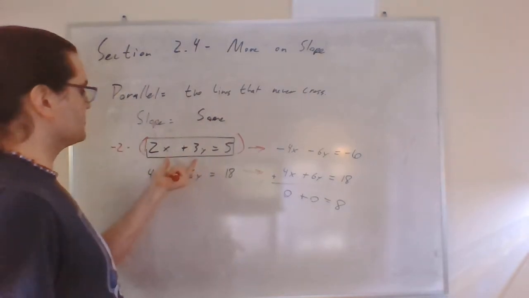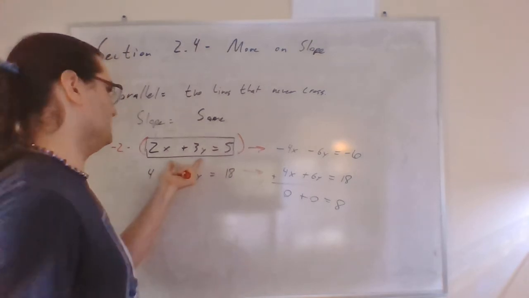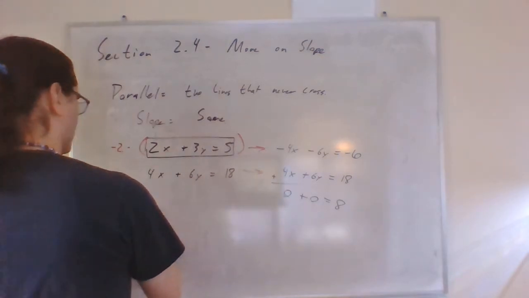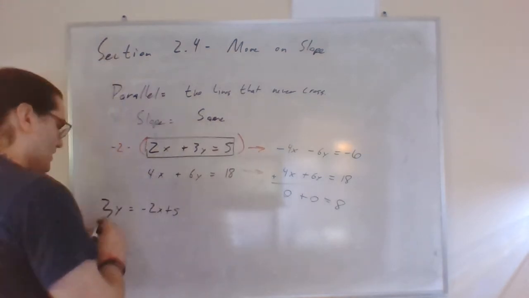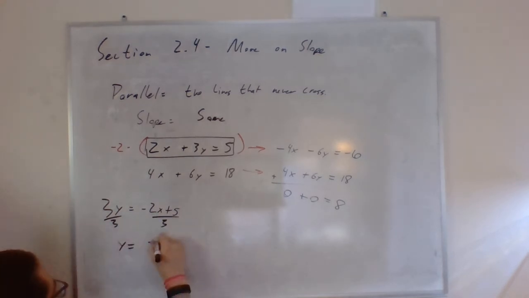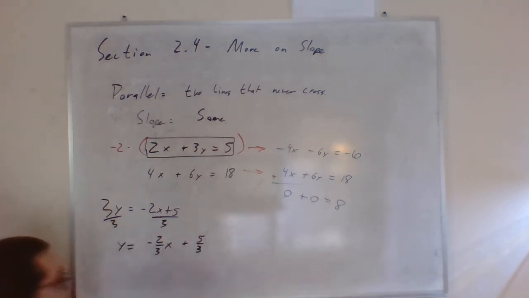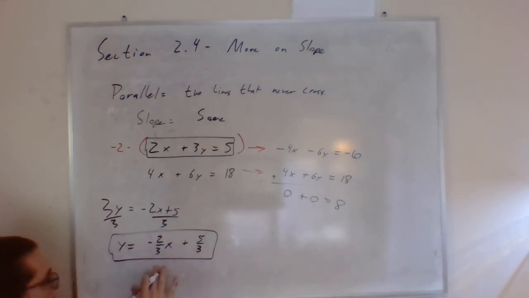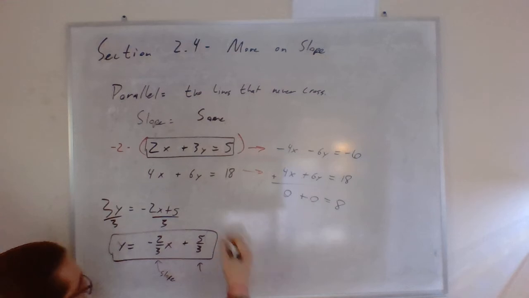Transforming this into slope-intercept form basically just means that we want to isolate the y term. So we're going to subtract 2x from both sides, and that will give us 3y equals -2x plus 5. And then we can divide by the 3, and we get y equals negative 2/3 x plus 5/3. So all we need to do is write it like this, and we can see that the slope is negative 2/3 and the y-intercept is positive 5/3.